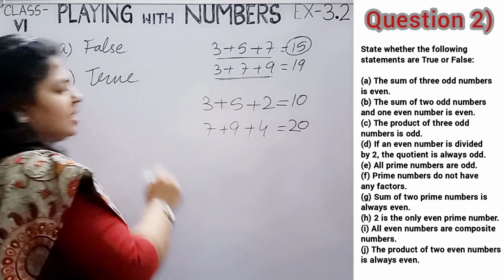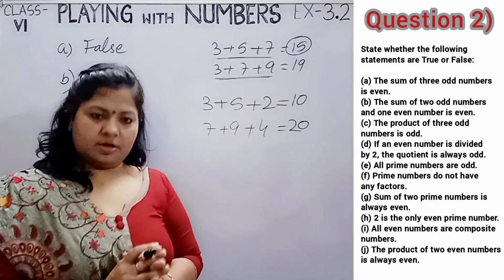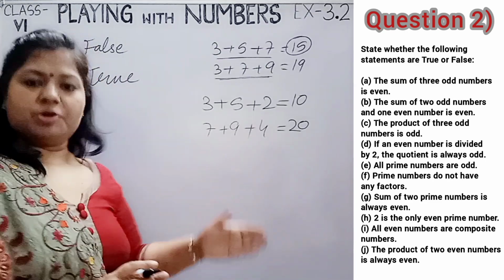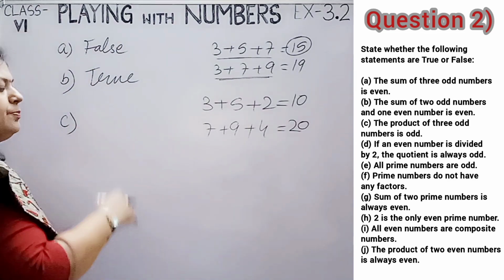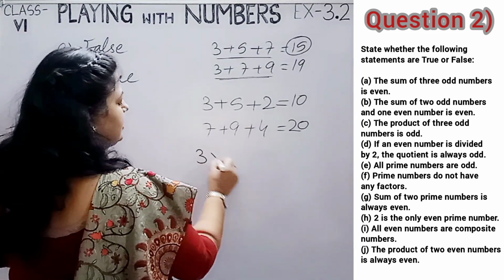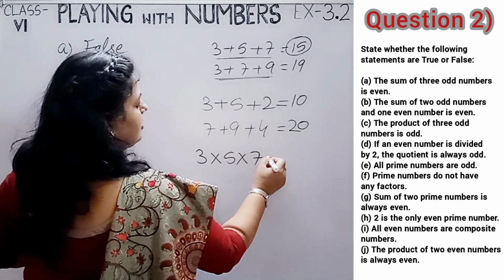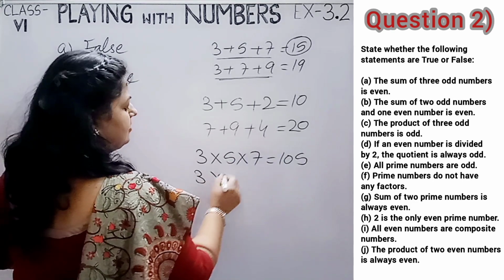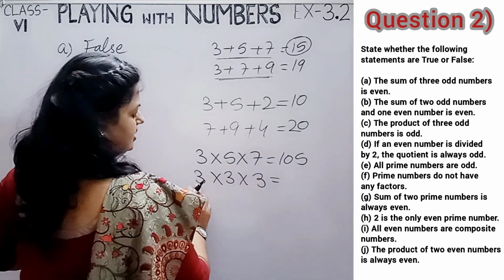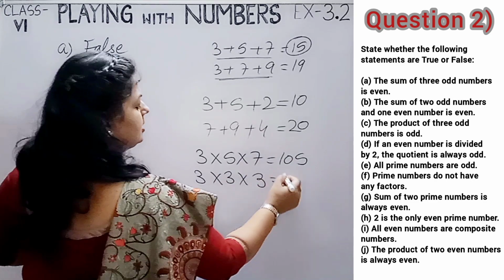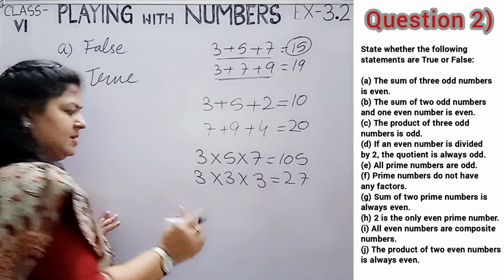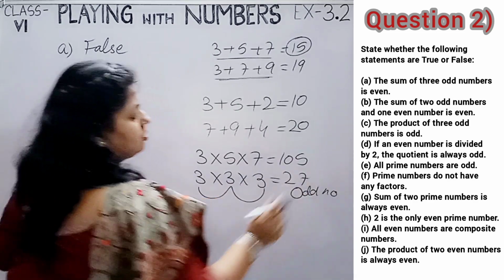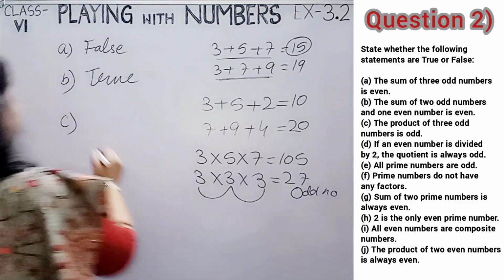C part. The product of three odd numbers is odd. If I multiply three odd numbers, the result is odd according to this statement. So, here we are going to verify. If I take any three odd numbers, I get again odd number. If I select the same odd number 3 times, because 3 is odd number, this is 27. It means if I multiply 3 odd numbers, the result is again odd number. So a statement is true.